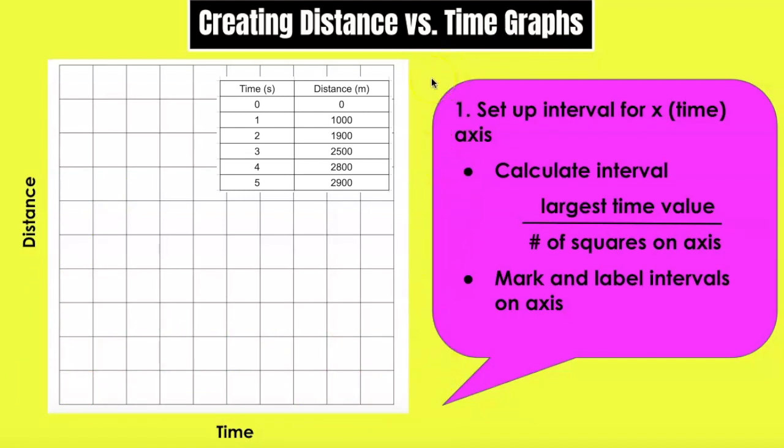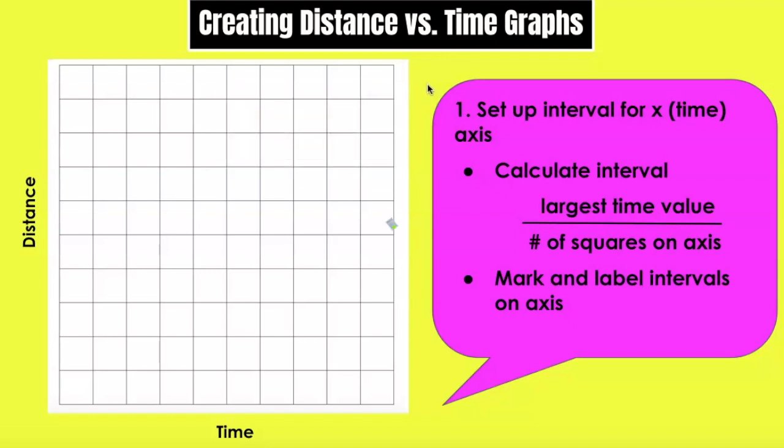In order to do this, if you're not sure how, there's a helpful formula we can use, which is taking the largest time value, the largest value we'll be putting on our x-axis, and dividing it by the number of squares that we have available on the axis. That will give us the number that we should use to divide our axis into equal intervals. Once I've calculated my interval, I will go ahead and actually label my intervals on the time axis.